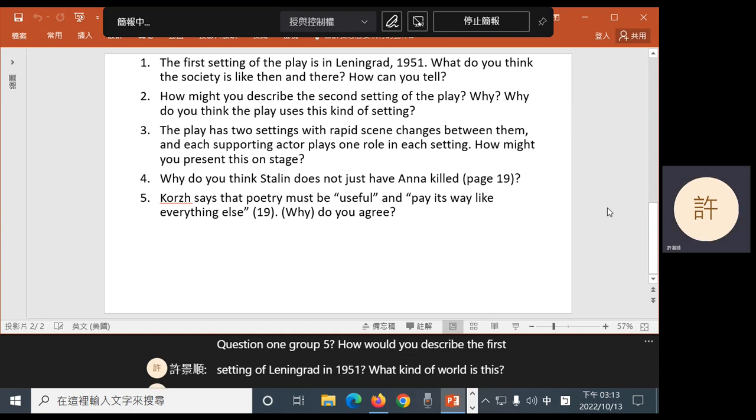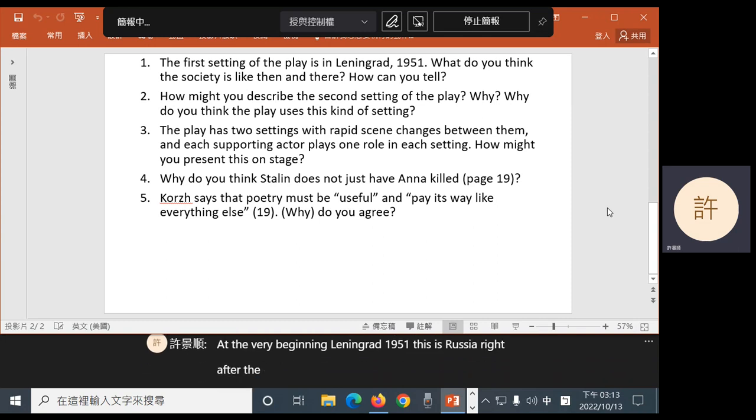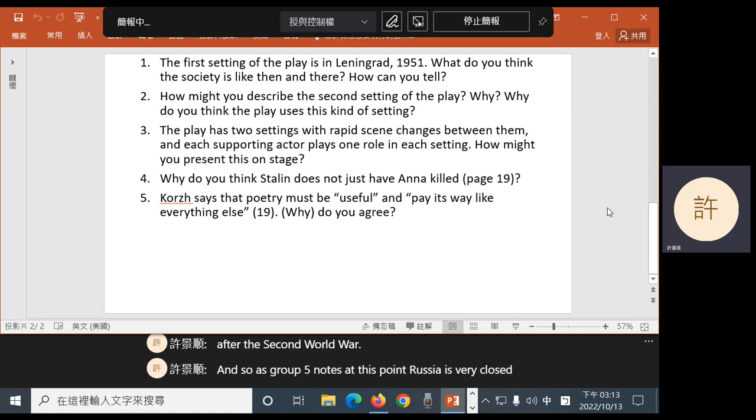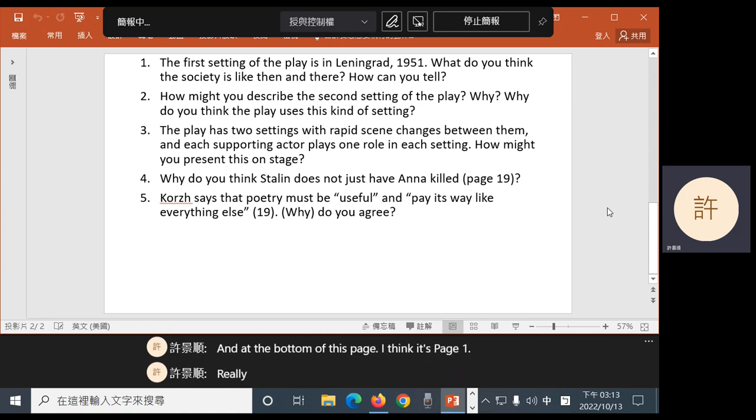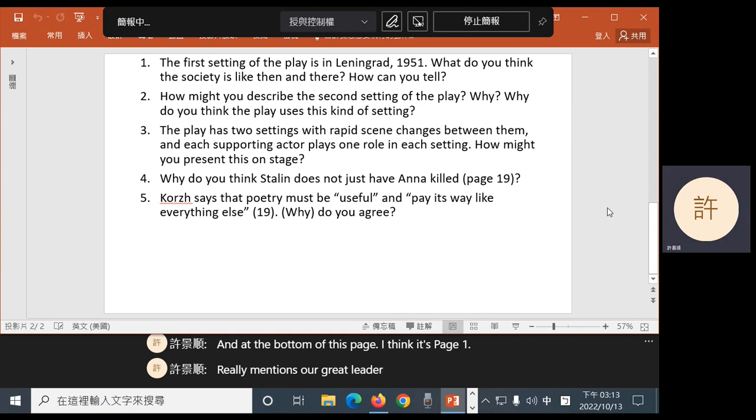Okay, group five would like us to pay attention to scene one. At the very beginning, Leningrad, 1951, this is Russia right after the Second World War. And so as group five notes, at this point, Russia is very closed off from the rest of the world. And at the bottom of this page, I think it's page one, Lily mentions our great leader. So it seems like this society is controlled by one person.